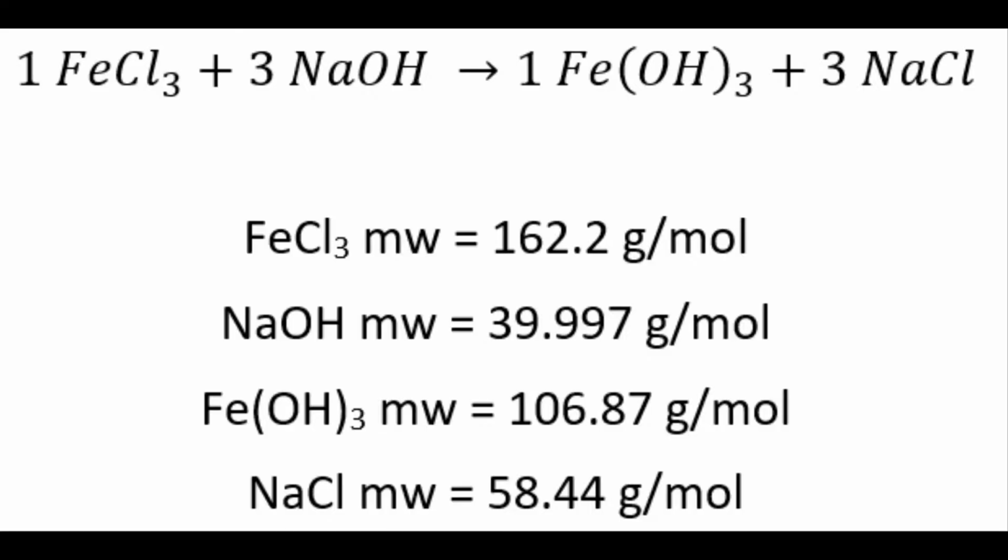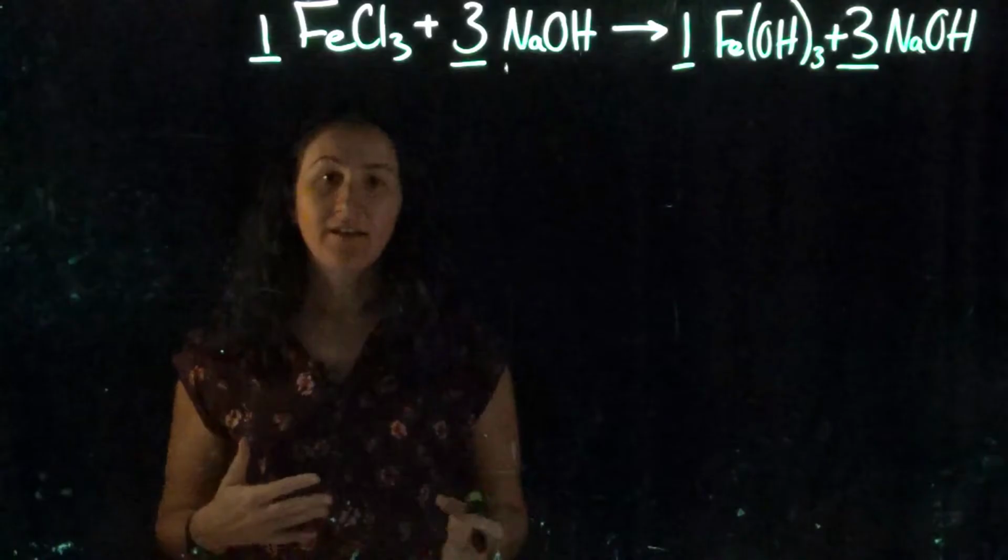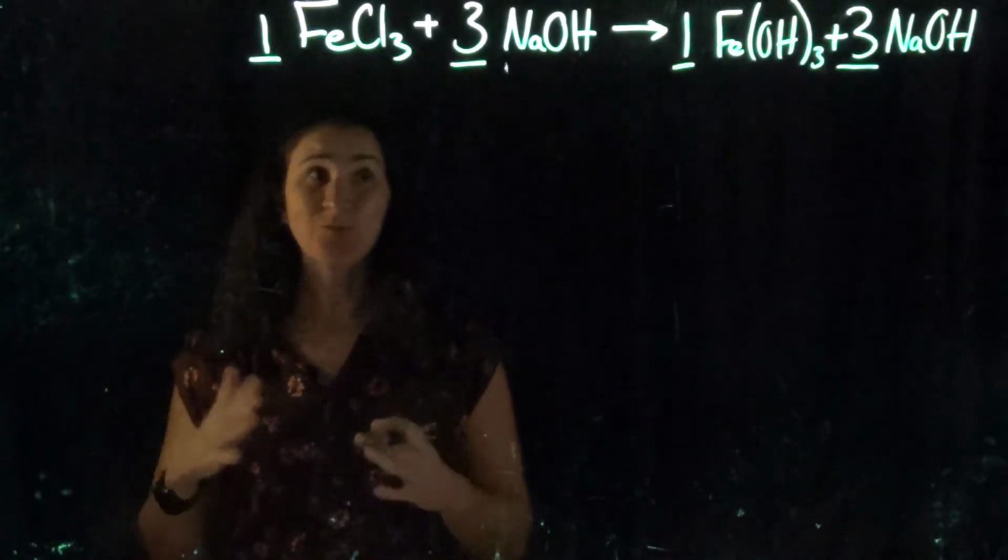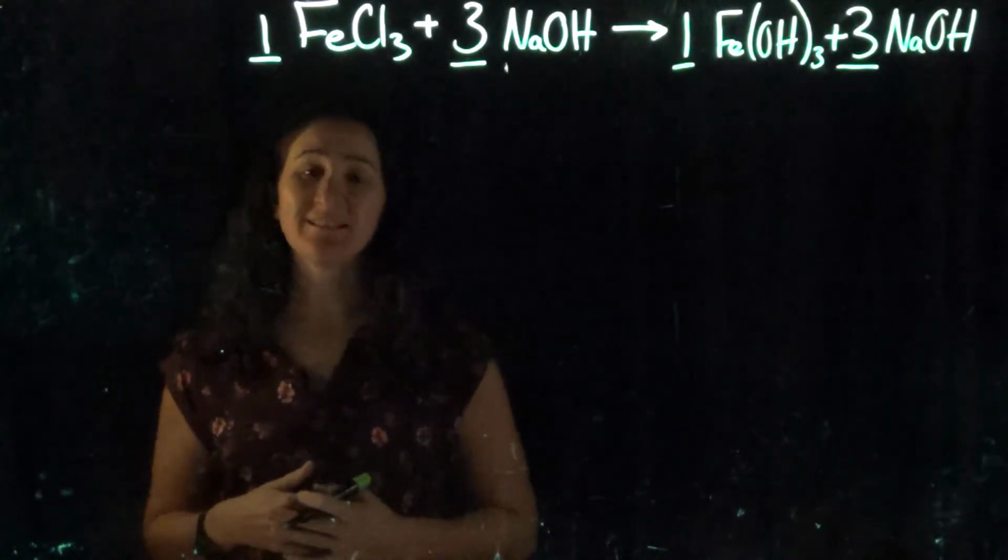Alright, so here we have our final answer. We've got 1 iron 3 chloride plus 3 sodium hydroxides yields 1 iron 3 hydroxide plus 3 sodium chlorides, and the molecular weights are shown. So stop your video, check your work, and figure out where any mistakes were made. Now that you have done all that work to get you ready to do the problem, let's get started.